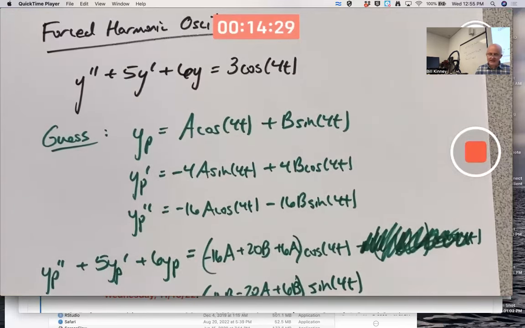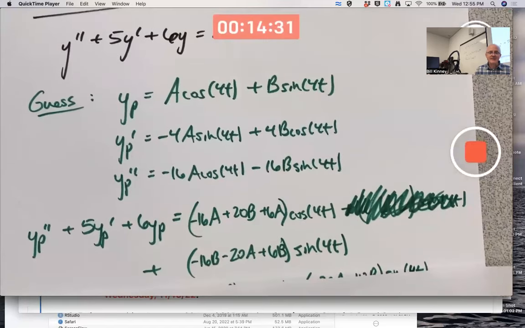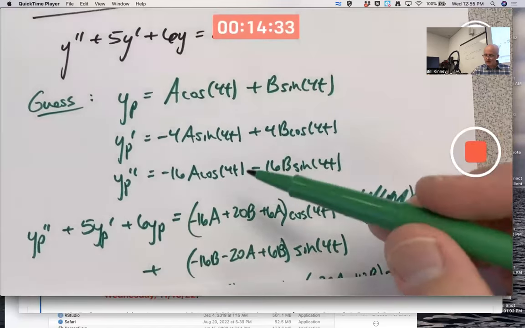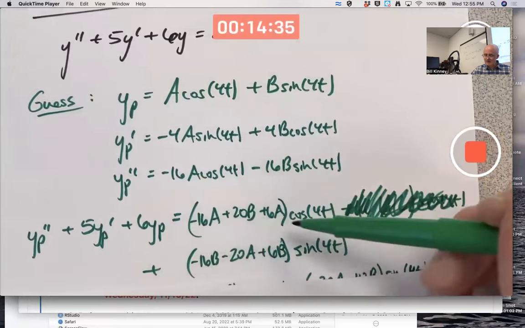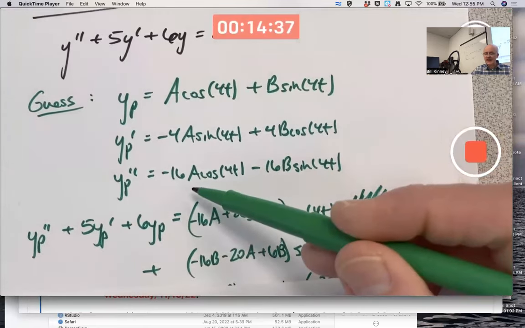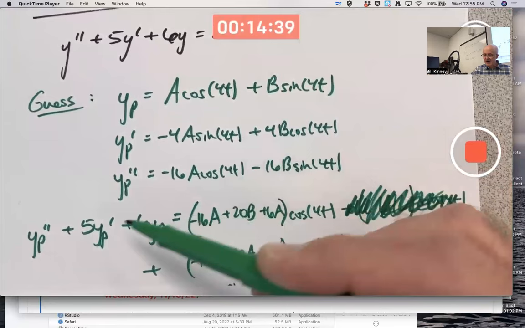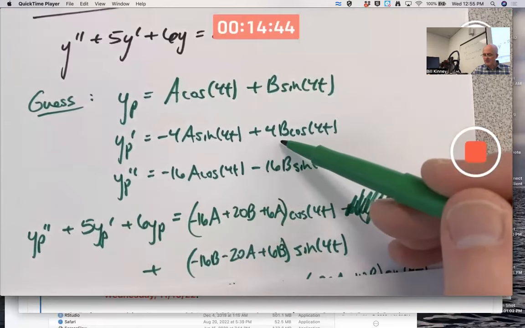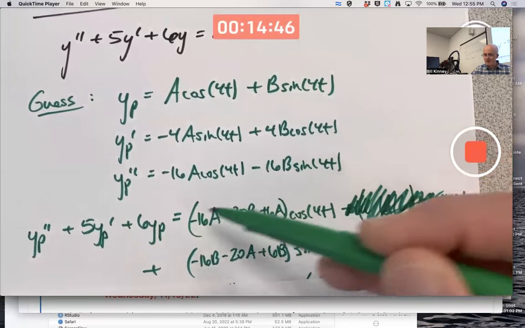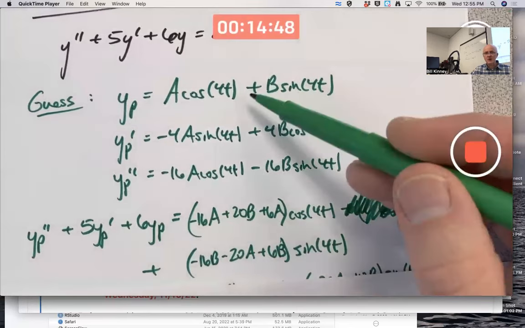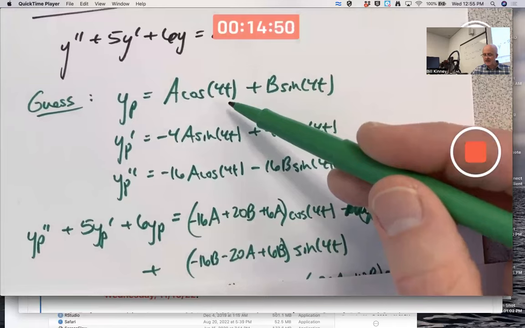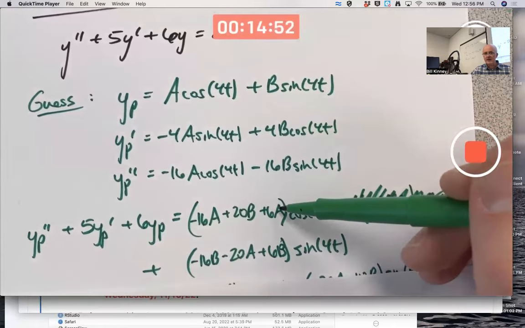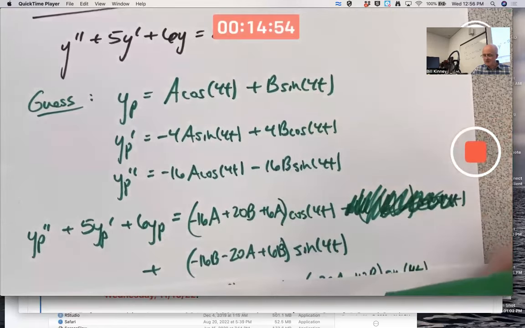When you plug it in, you get this. Double check quick with me here. Y double prime, the cosine 4t term involves a negative 16a coefficient. 5 times the derivative, the cosine term involves 5 times 4b, which is 20b. Plus 6 times the function, the cosine term involves 6 times a. So that's where the 6a comes from. Do the same kind of thing with the sine terms. Simplify those coefficients.